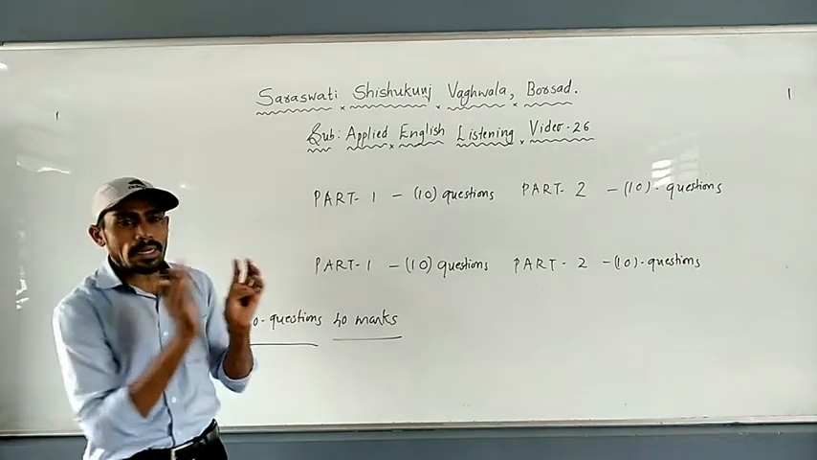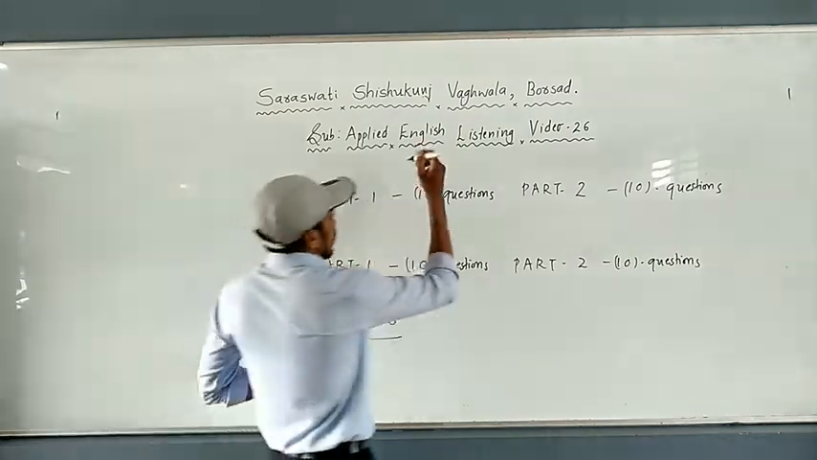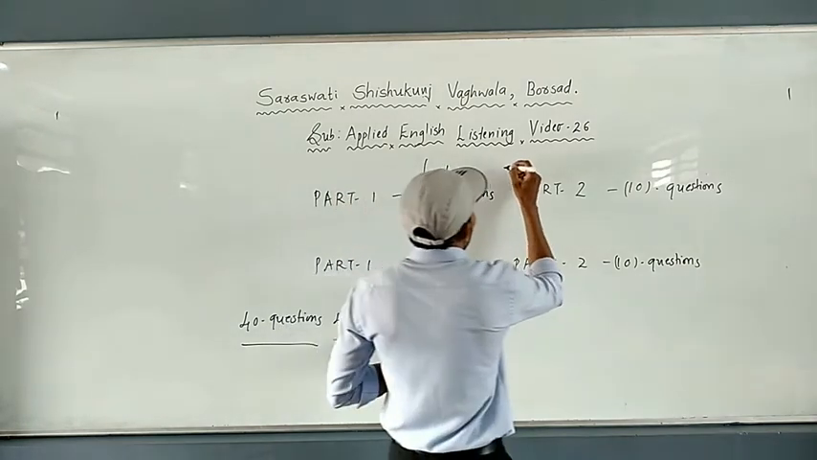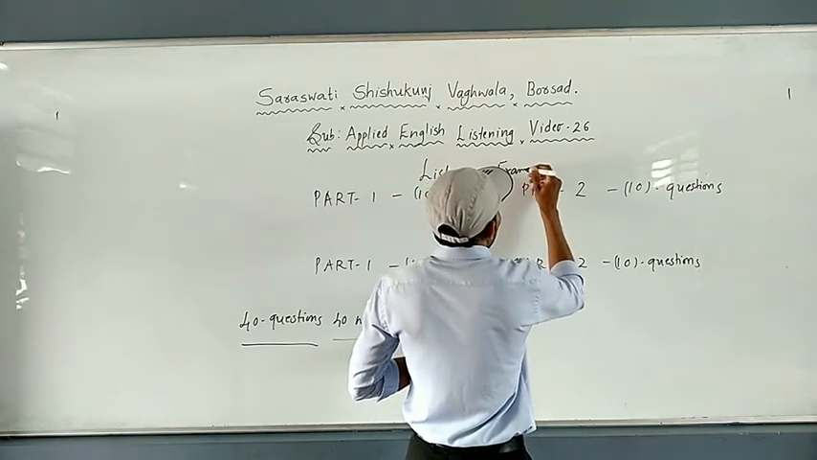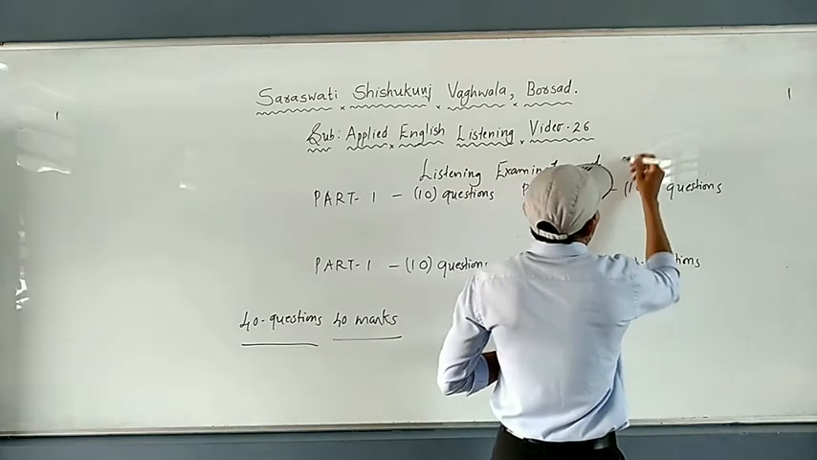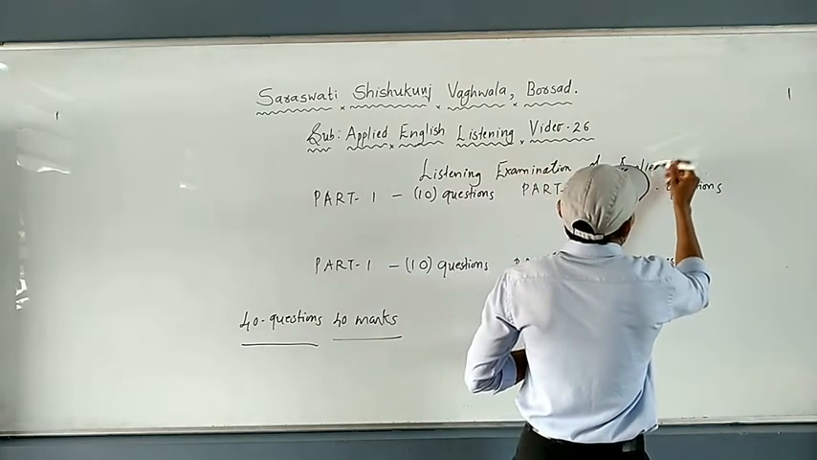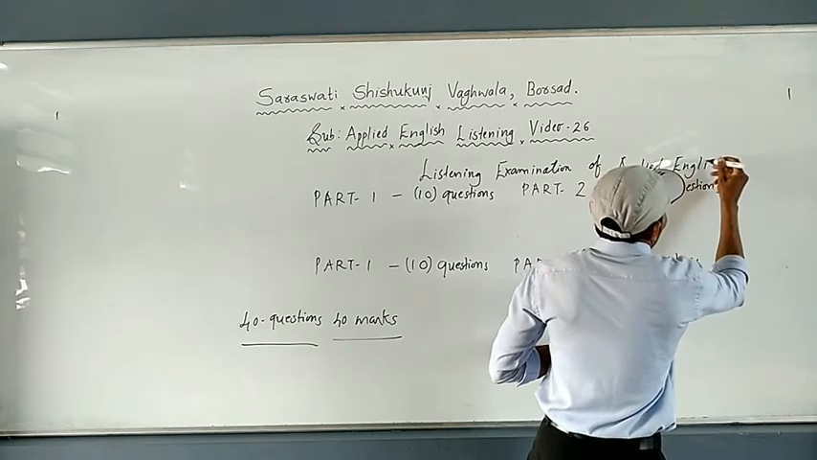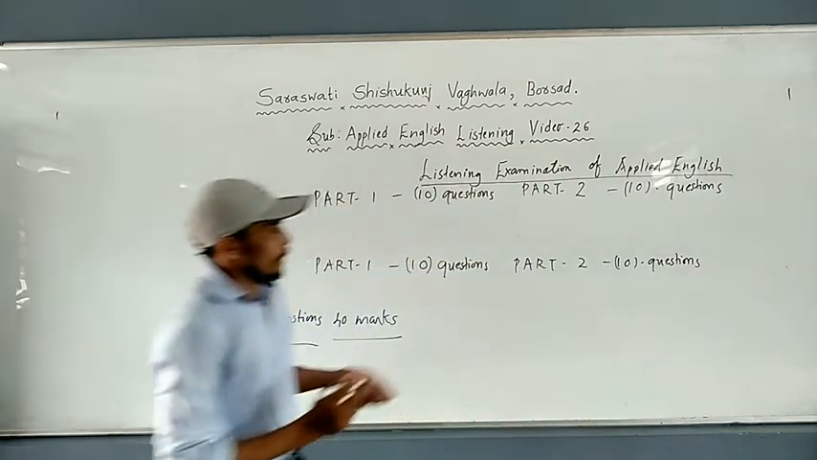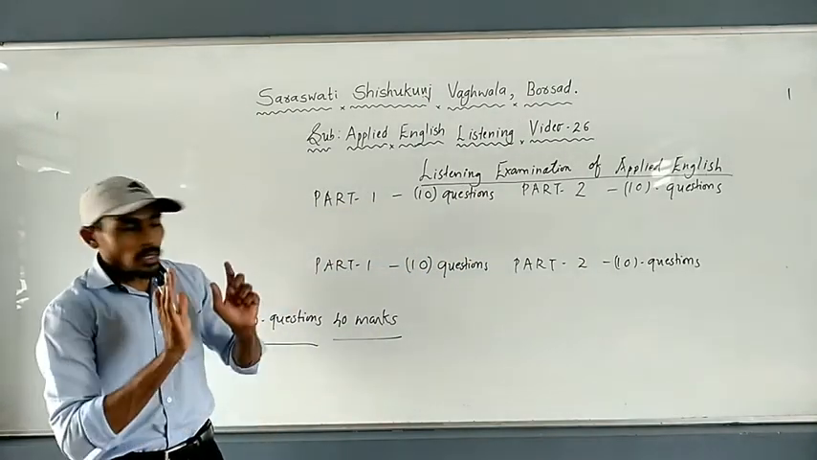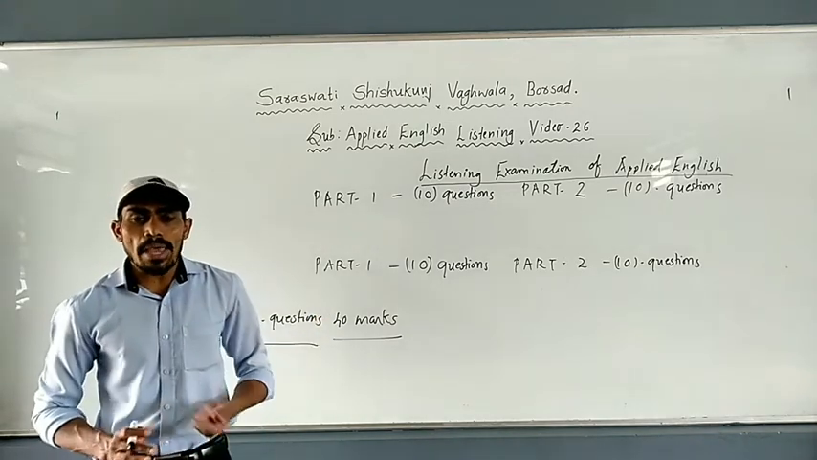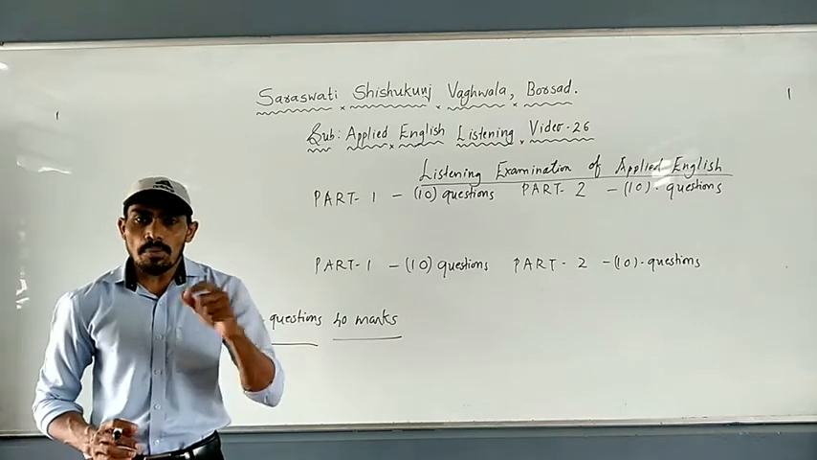So this is all about the listening examination of applied English. Okay, students, so this is the listening examination of applied English. Understood? A total of 40 questions, 40 marks. So you will have this examination of applied English in the month of October.